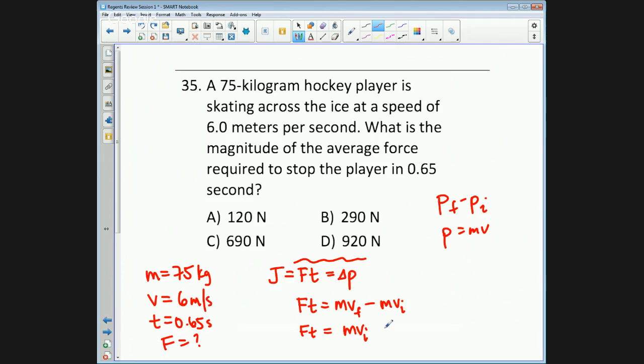Okay. So if we substitute our values, we're going to get F equals 75 times 6 divided by 0.65. And let's see what we get. We get 692 newtons. The answer that's closest to that is 690. So the answer is C.